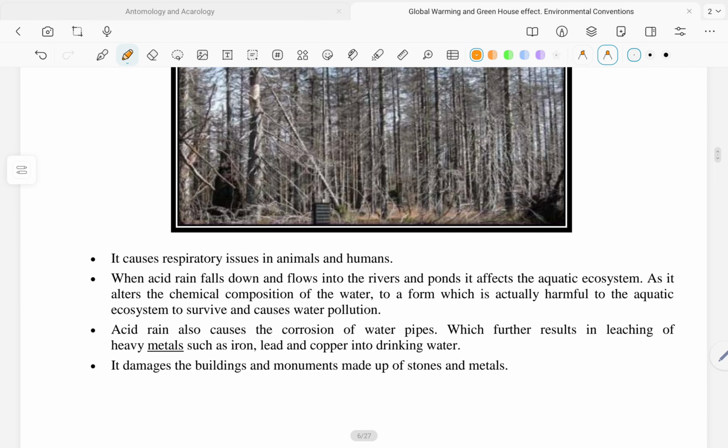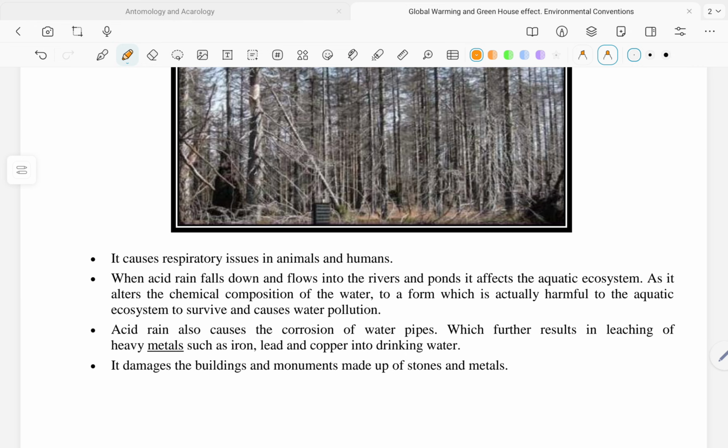It causes respiratory issues in animals and humans. When acid rain falls down and flows into rivers and ponds, it affects the aquatic ecosystem as it alters the chemical composition of the water to a form which is actually harmful for the aquatic ecosystem to survive in, and causes water pollution.